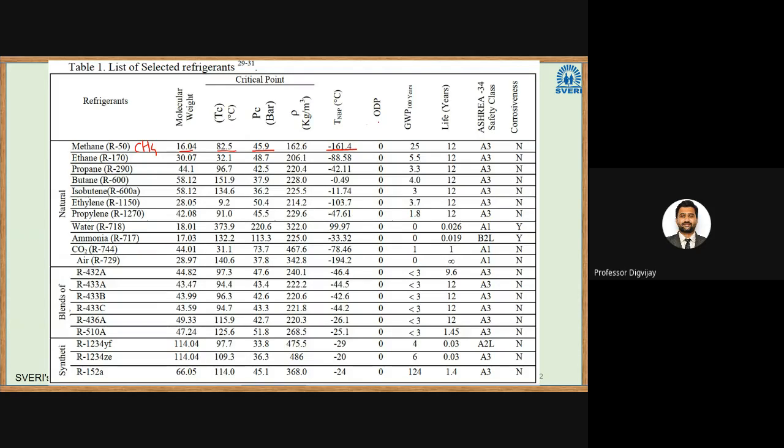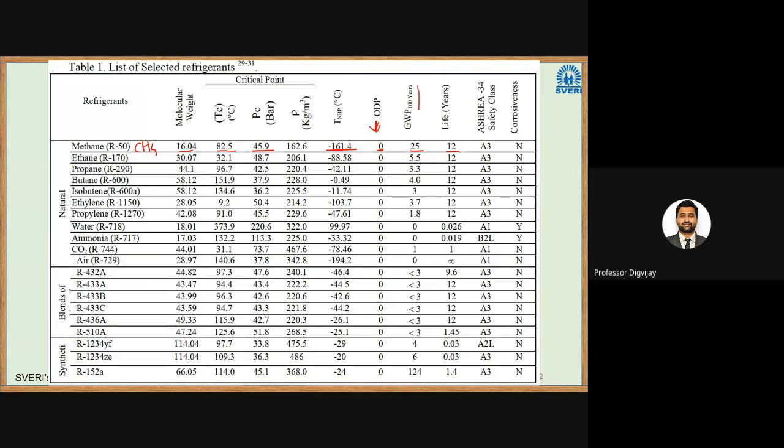Then, coming to ODP, we know that ODP means ozone depletion potential. That is zero, which is a very good thing. The GWP for methane over a span of 100 years is given as 25. That means it can cause global warming 25 times that of CO2. Then the life in years: if I use methane in my VCRS system, I should use it for 12 years.